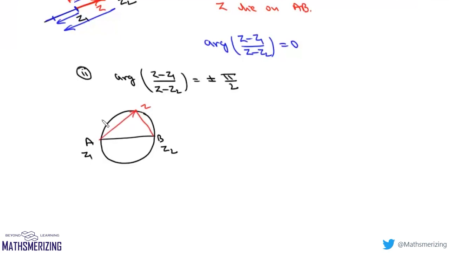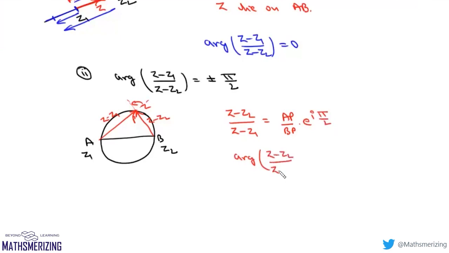Now this is Z minus Z1 and this is Z minus Z2. Using rotation of vectors, we can say we have rotated AP to form BP. We can write (Z minus Z2) upon (Z minus Z1) will be equal to AP upon BP into e to the power iota pi by 2. That is, argument of (Z minus Z2) upon (Z minus Z1) will be pi by 2.